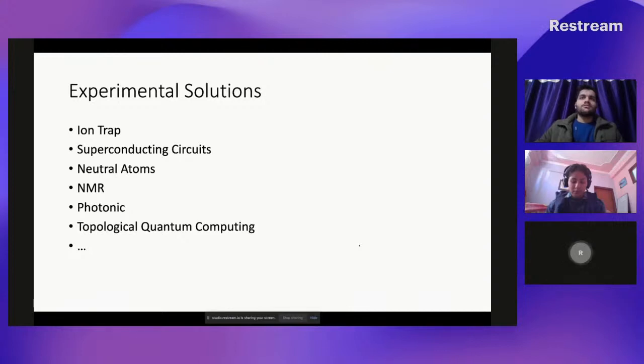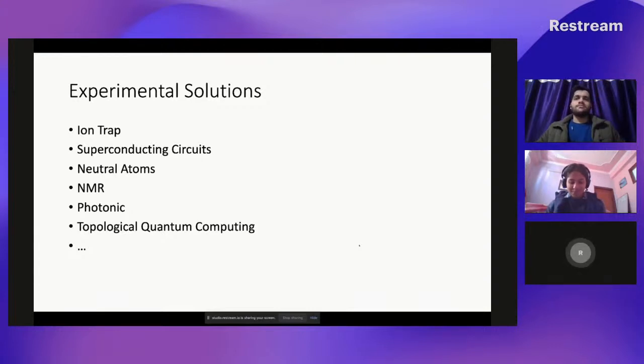Then come the experiments. Now both theoretical physicists and computer scientists think this is something worth doing. Is it actually possible to do it in reality? People found there are some experimental solutions. For example, ion traps: you can trap ions in a magnetic field, and they can serve as a quantum bit, which we call a qubit. Or you can use superconducting circuits to construct a qubit. In recent years, we have the popular neutral atoms, such as Rydberg atoms, and you can build qubits with those. There are also NMR methods, photonics methods, and even the more ambitious topological quantum computing, which can give you a fault-tolerant qubit.